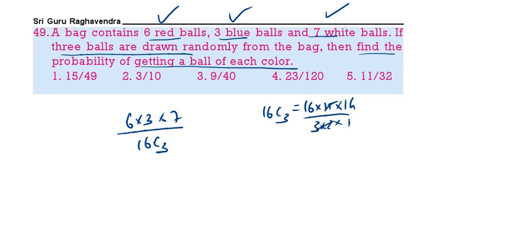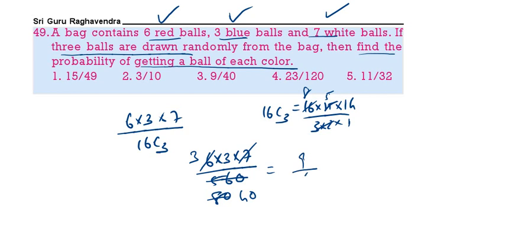This is equal to 3 ones, 3 fives, 2 ones, 2 eights, 560. So 6 into 3 into 7 by 560. Now if you do the calculation, 7 ones, 7 eights, 2 threes, 240. It is 9 by 40. Answer is 9 by 40.